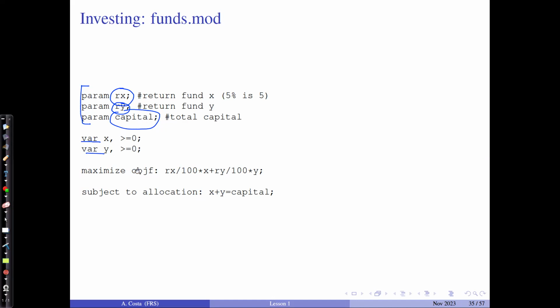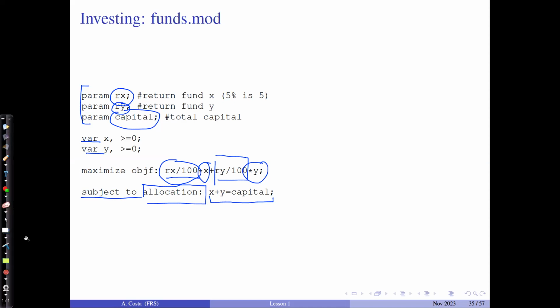We're not short selling. We want to maximize the objective function. So what is the objective function? Well, it is the total return. I wrote over 100 because here I wrote 5% as 5. If I wrote 0.05, I wouldn't need to divide by 100, but basically, it's the return of fund X times the amount of money we put in X plus the return of fund Y times the amount of money we put in Y. The constraint, subject to, we call this constraint allocation, and we say that X plus Y is equal to capital. Do you agree with this model? Does it make sense?